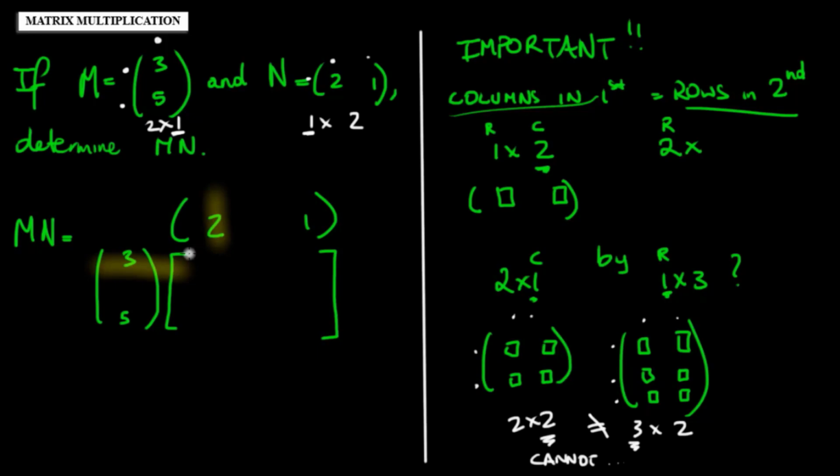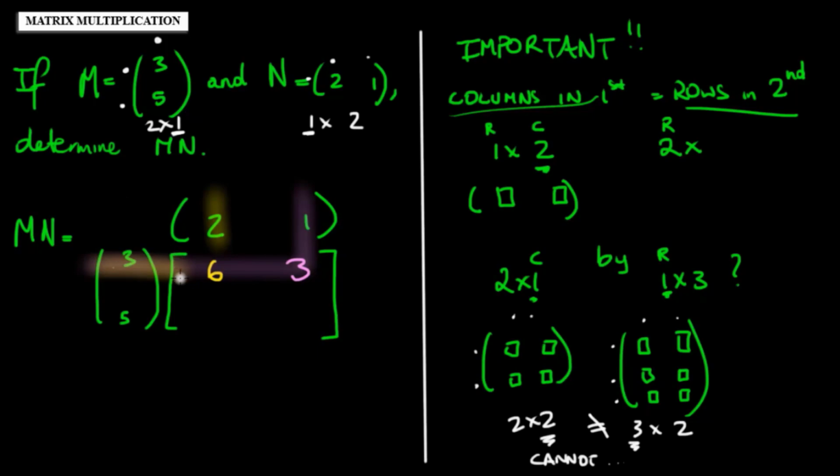And in that case, that would be 3 times 2, which is 6. To get the entry over here, I'm going to multiply this row by this column. So to get the entries, I'm multiplying the row by the column that it falls under. And when I do that, 3 times 1 would be 3.